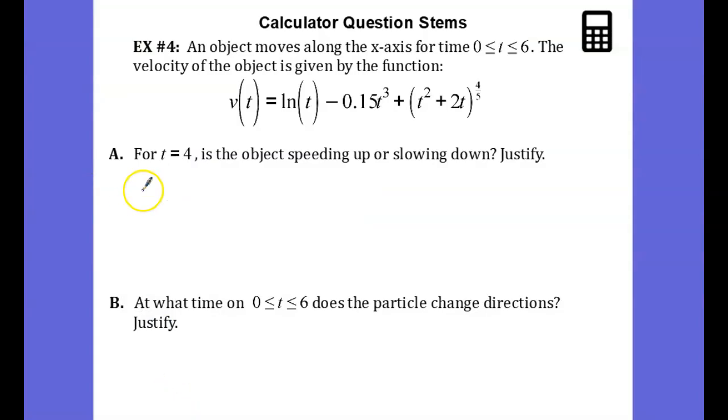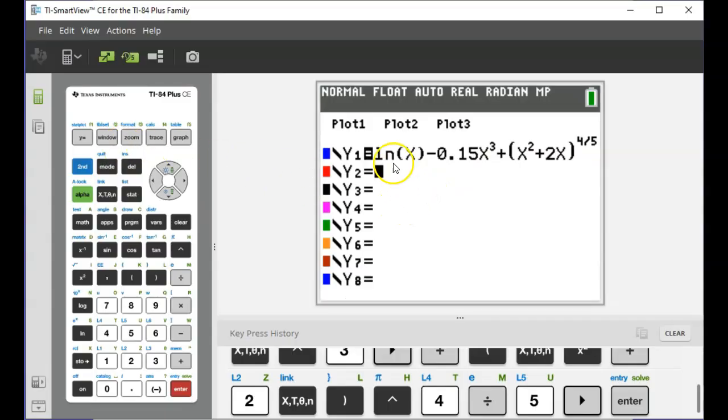For t equals 4, is the object speeding up or slowing down? Justify. Well, we could just graph this and look at it from 0 to 6, but we can do it computationally also. If I want to answer a question about speed, remember that's going to be where the velocity and acceleration have the same sign. So let me find acceleration. Acceleration is the first derivative of the velocity.